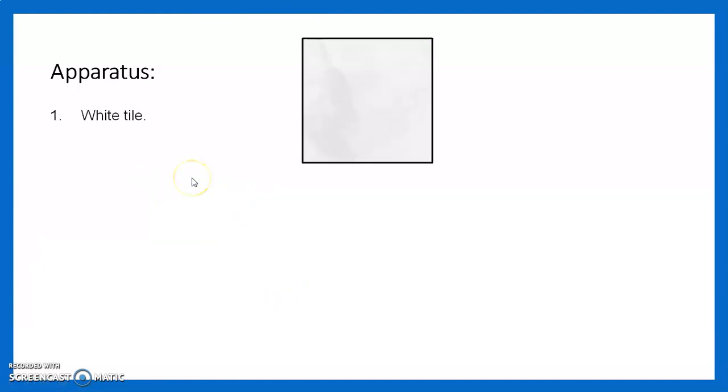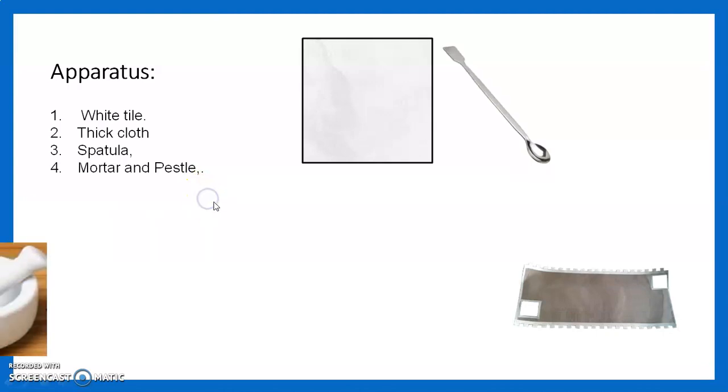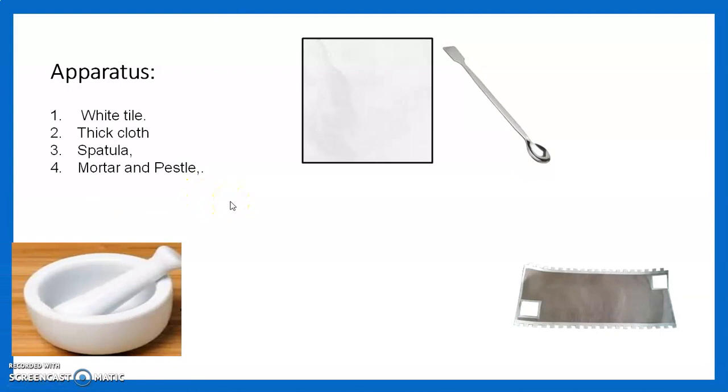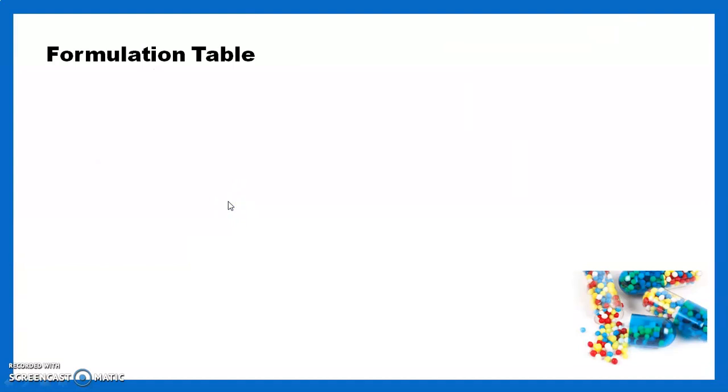Then we see the apparatus required for today's experiment. We require white tiles for mixing the drug, thick cloth for polishing the capsule, then spatula, mortar and pestle for proper mixing, and electronic balance for weighing. Then we see the formulation table.